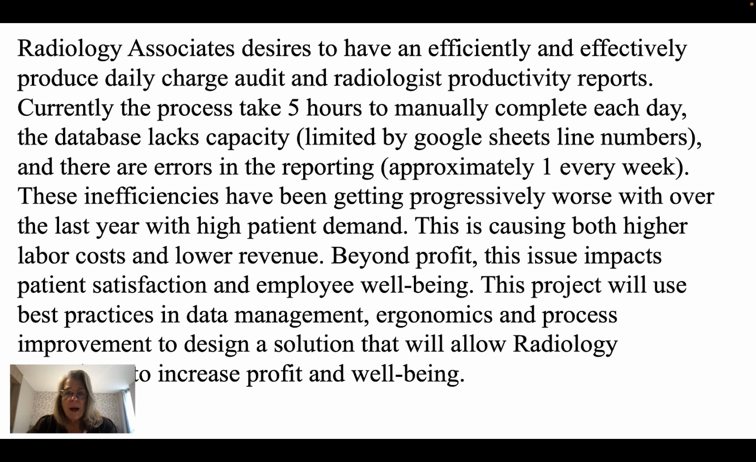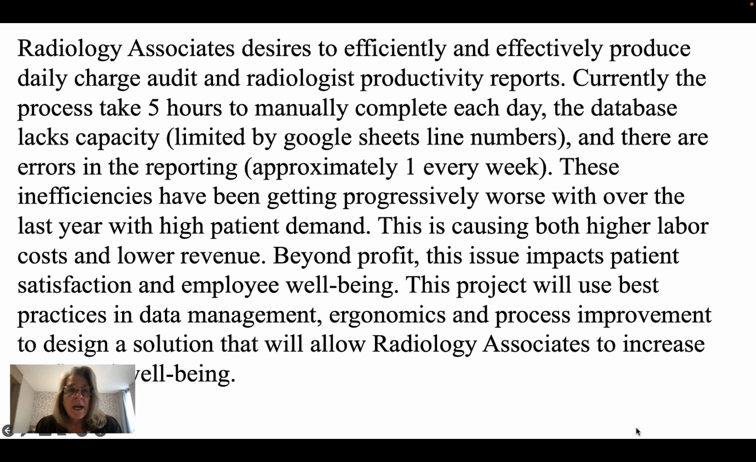So I rewrote the problem statement to here. Okay. Radiology Associate desires to efficiently and effectively produce daily charge audits and radiology productivity reports. Currently, the process takes 5 hours to manually complete each day. The database lacks capacity, limited by Google Sheets line numbers, and there are errors in the reporting, approximately one every week. Now, those numbers I made up, but it would be good to have numbers in there.